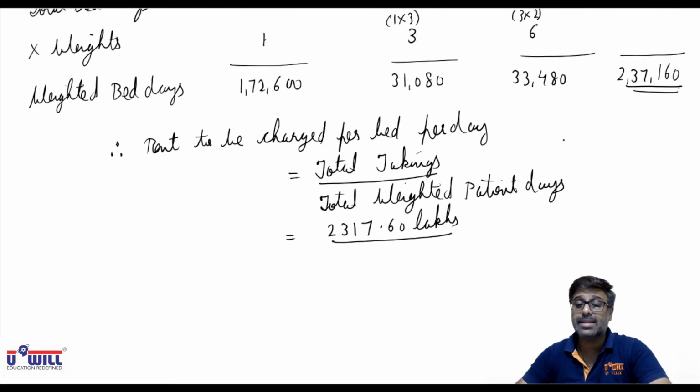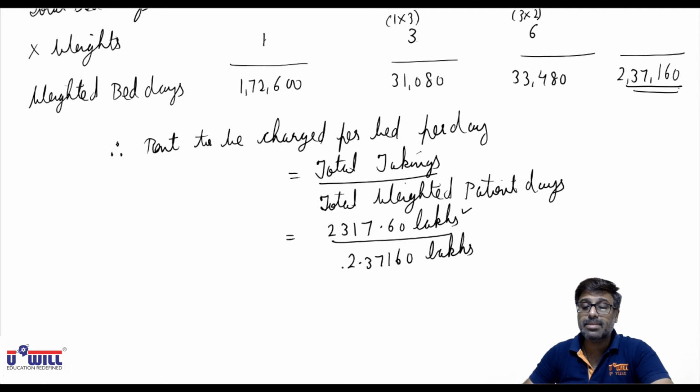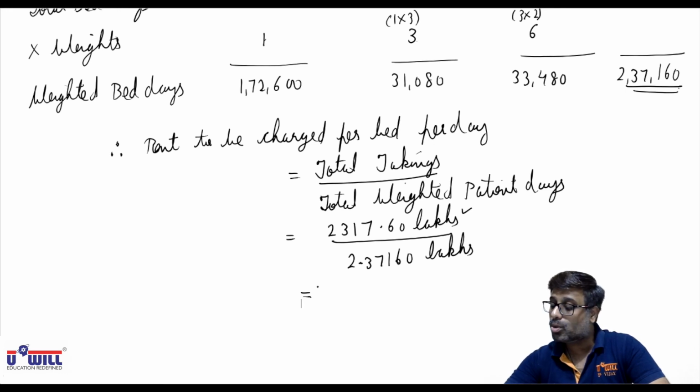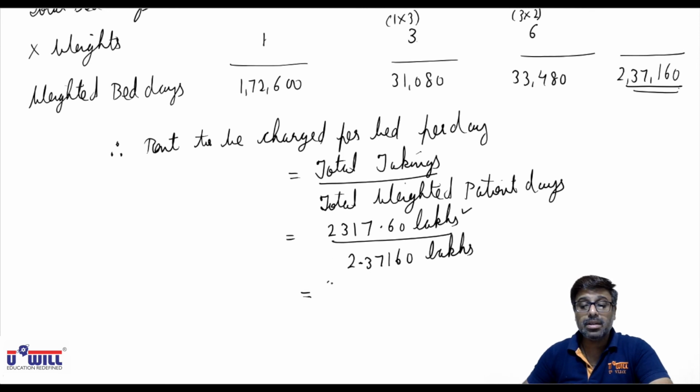Now this also you take in lakhs, because in the numerator we are writing in lakhs. So can I say 2,37,160 means 2.37160 lakhs. If you divide it by 1 lakh, you get 2.37160 lakhs. Now do this, everyone. 2317.6 divided by 2.31760, you'll get rupees 1000 per bed day to be recovered. This is what we have to recover, 1000 per bed day.